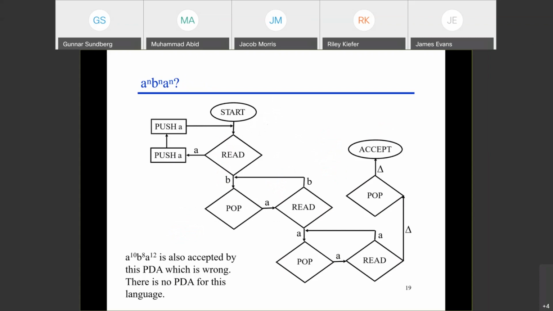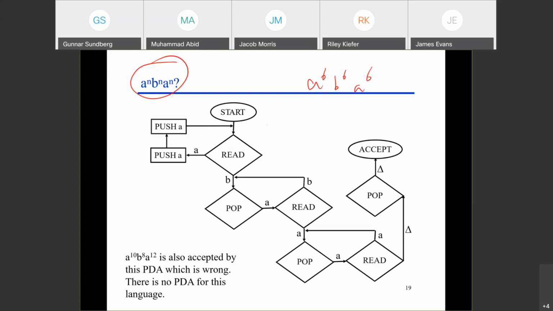So let's see here. We have this PDA. This PDA is wrong. There is no PDA for this. Sometimes for non-regular languages, it is hard to draw the PDA. Look at this one. This PDA can accept this language, a^n b^n a^n, the same number of A's, B's and A's. We tried to design this, but we figured out that it is hard to draw the PDA for non-regular languages here also.